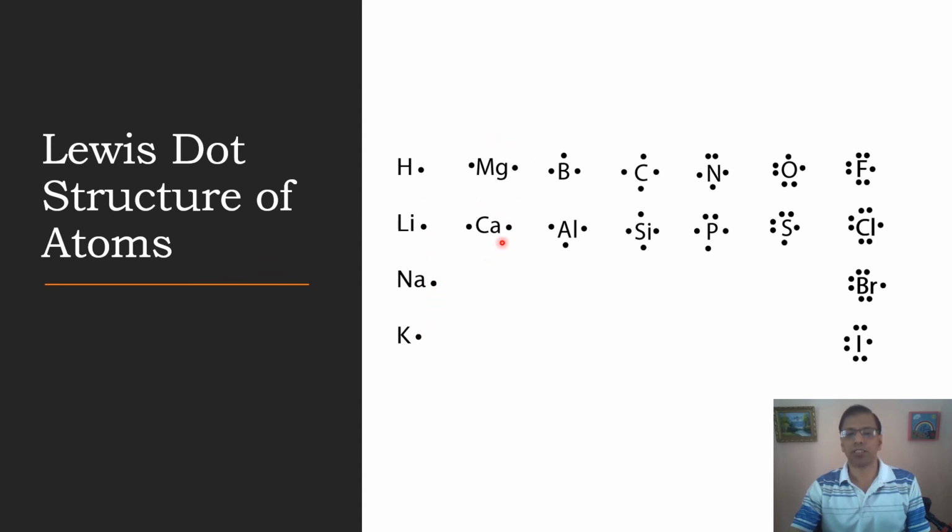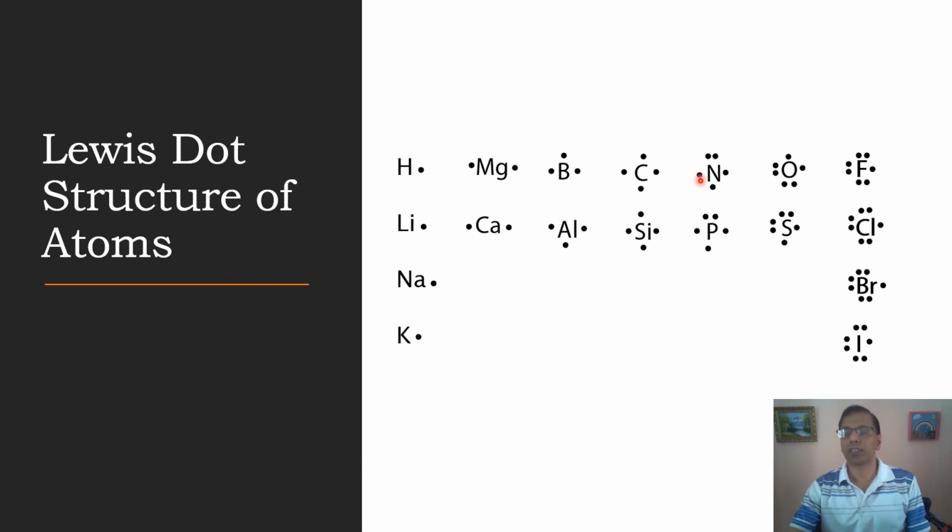In case of magnesium and calcium, they have two electrons in the valence shell. For boron and aluminum, they have three unpaired electrons in the valence shell. For carbon and silicon, there are four unpaired electrons in the valence shell: 1, 2, 3, and 4. In case of nitrogen and phosphorus, there are 5 electrons in the valence shell, 3 of which are unpaired, and this is the lone pair of electrons.